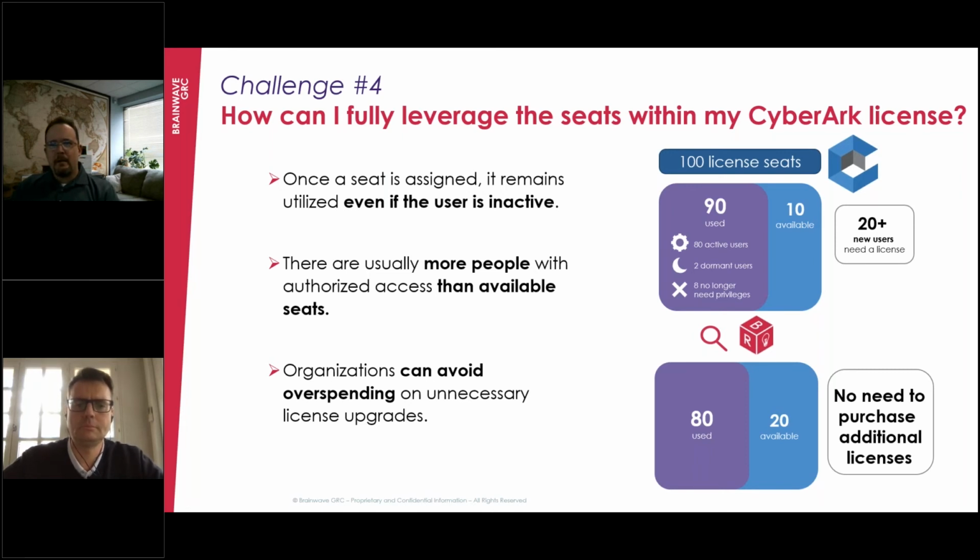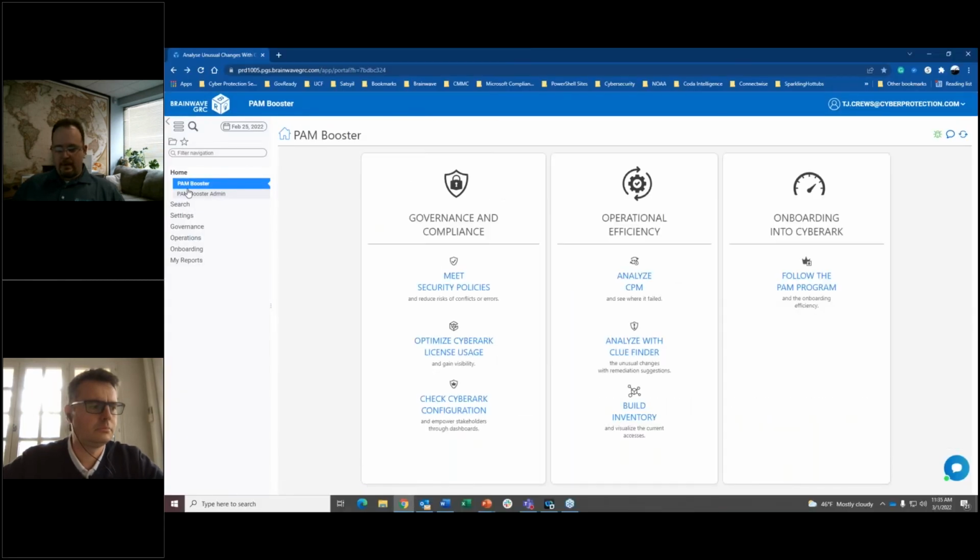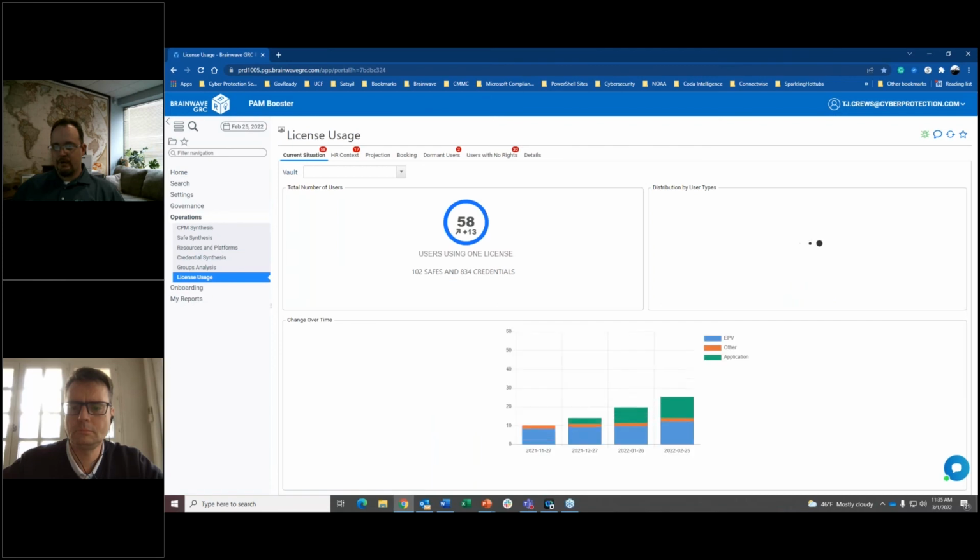Well, maybe, but what if there was a way to look at all of the seats and see if the people that have been assigned seats actually still need those seats? You want to optimize your licensing, and you want to look at what licenses are being assigned to whom, and if that is still appropriate. So let's go back to our PAM Booster, and coincidentally, it's called Optimize CyberArk License Usage. So let's click on that and see what's going on.